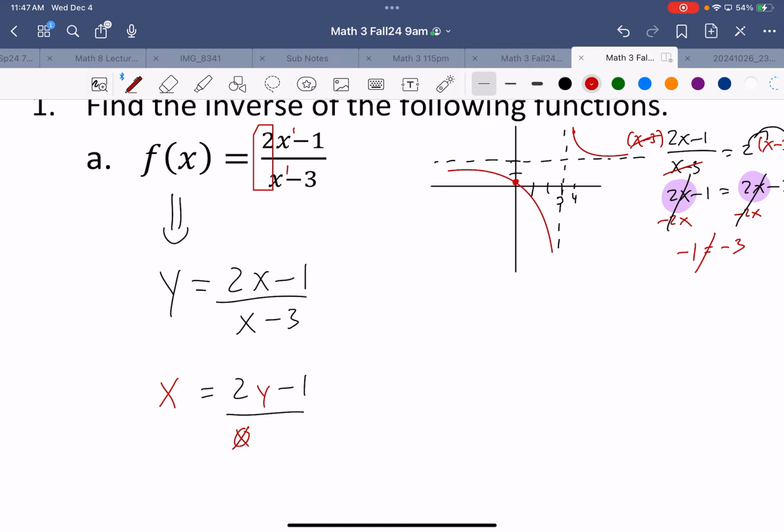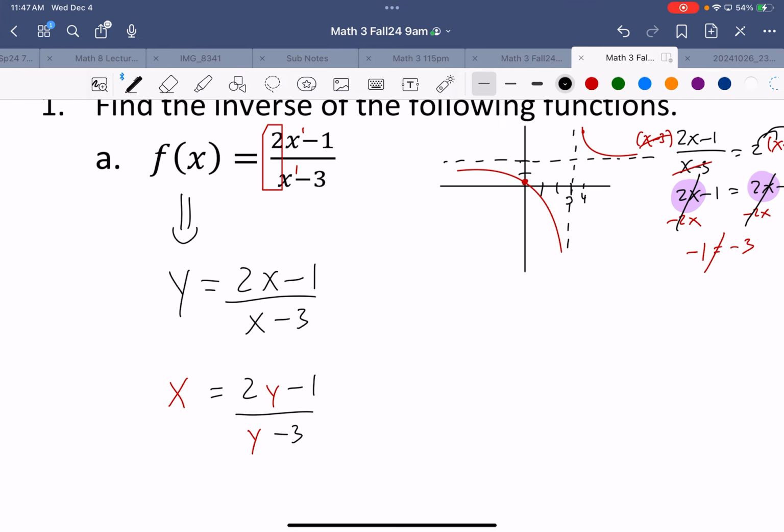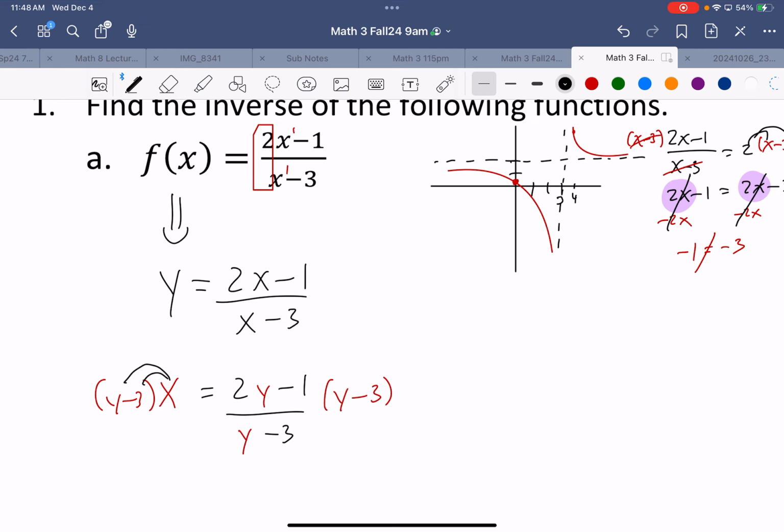And same like the previous one. To get something out of the denominator, I'm going to multiply by it. And the operation I notice is distribution. These two simplify. I'm left with xy minus 3x equals 2y minus 1.